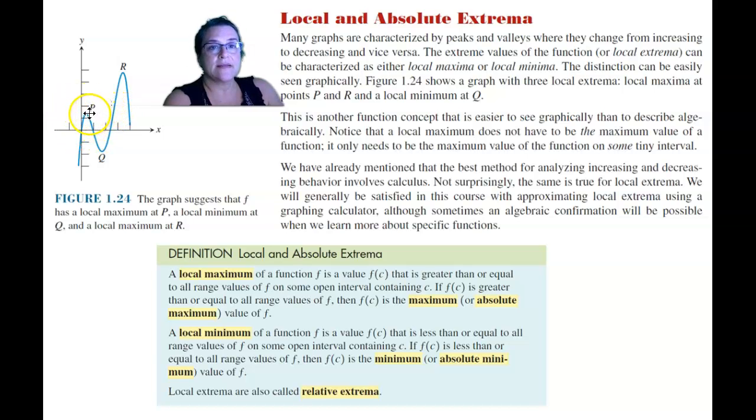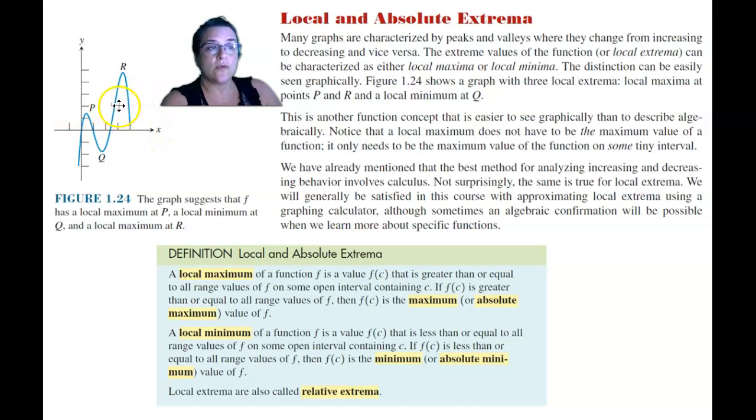Okay, then as it's decreasing, it keeps going down, down until we hit point Q, and then in this valley, it turns to increasing, so decreasing to increasing, and that turning point is a valley, and that would be a local minima. Okay, then at R, we have another peak here where the graph changes from increasing to decreasing, and so that would be another local maxima.